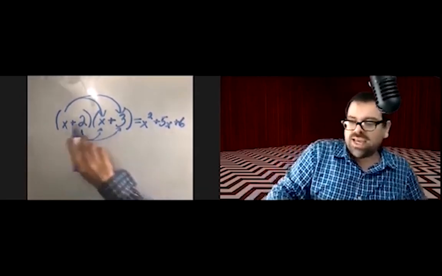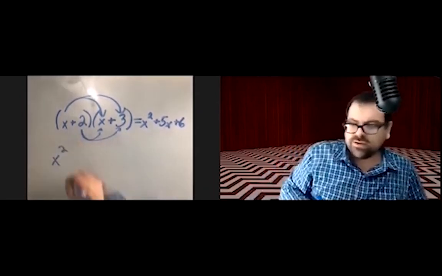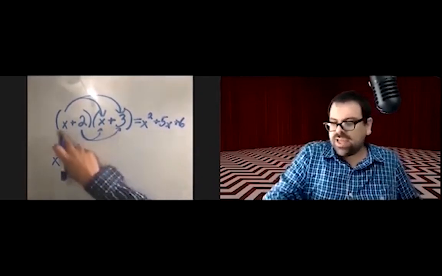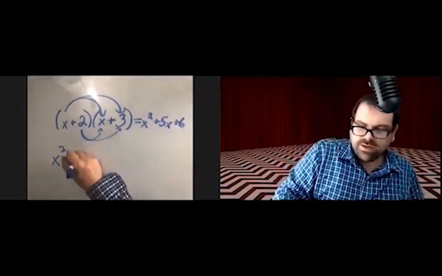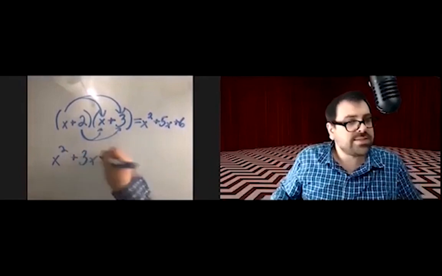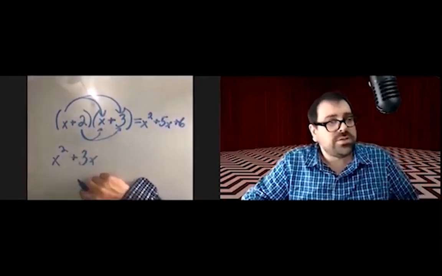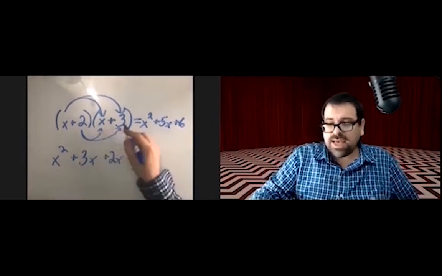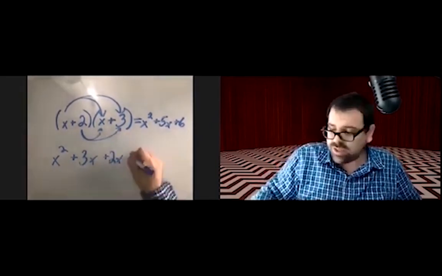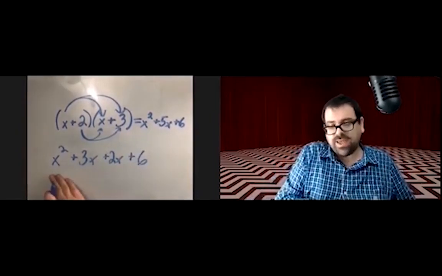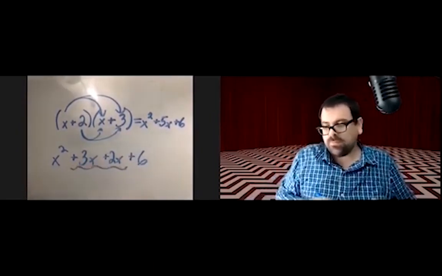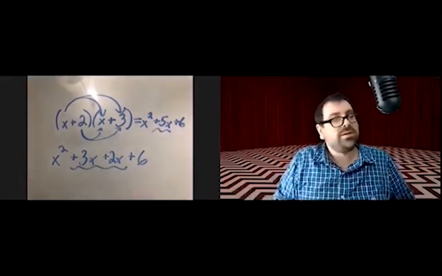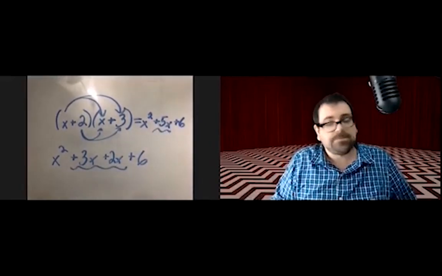The first terms, x times x, is x squared. The outer terms, x times 3 is plus 3x. Inner terms, 2 times x plus 2x. Last terms, 2 times 3 plus 6. X squared plus 5x plus 6.